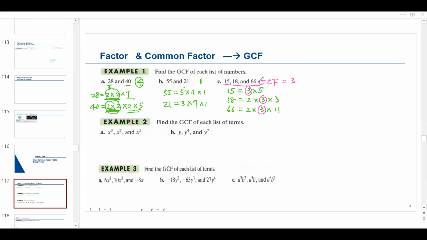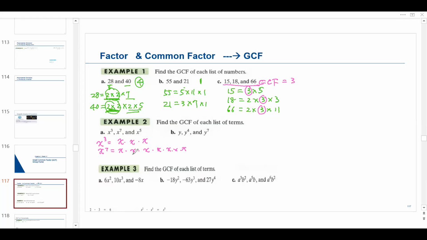So we extend this part. You learned this one in pre-algebra. We extend this part in algebra. Algebra means we introduce some variables. So we can see a similar thing here. Let's see this example. This has 3 terms. So this is x cubed. Actually, you can write x times x times x. This is x to the power of 7, so you have 7 x's.